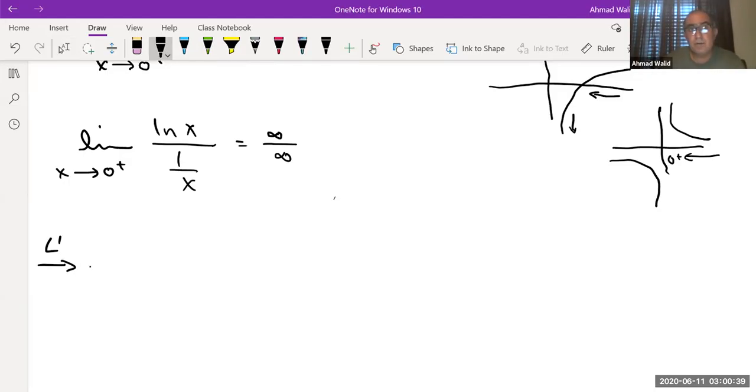L'Hopital's rule now. Limit x approaching 0 from the right. The derivative of ln x is 1 over x. What is the derivative of 1 over x? The derivative of 1 over x is negative 1 over x squared.